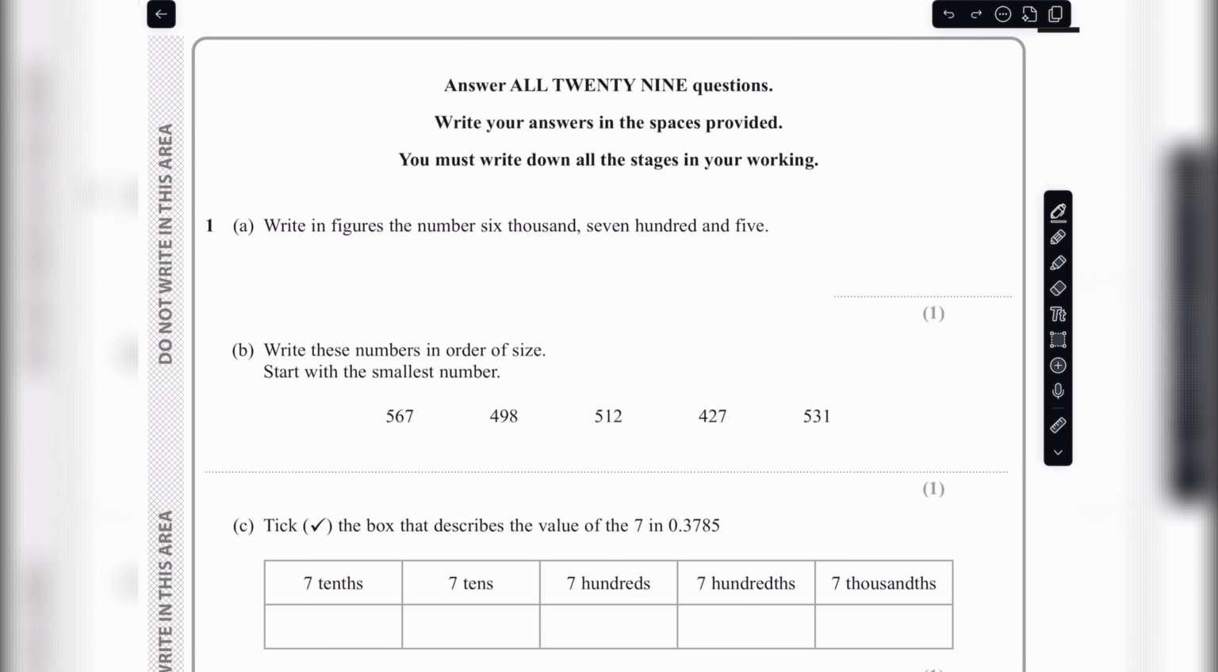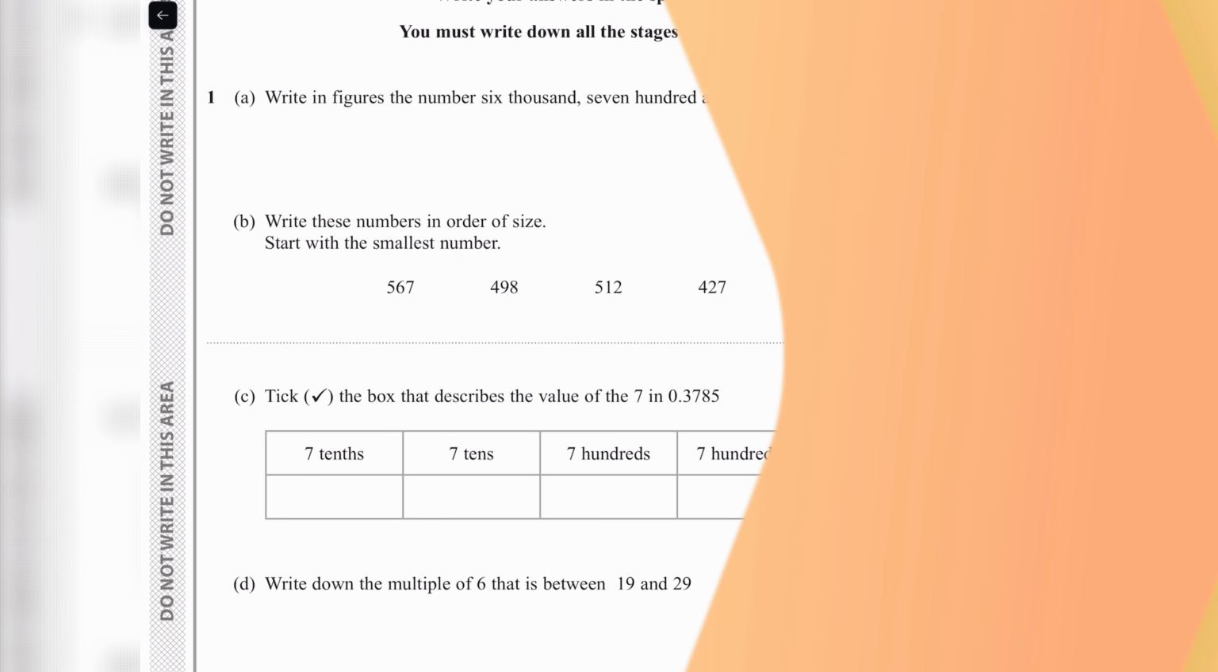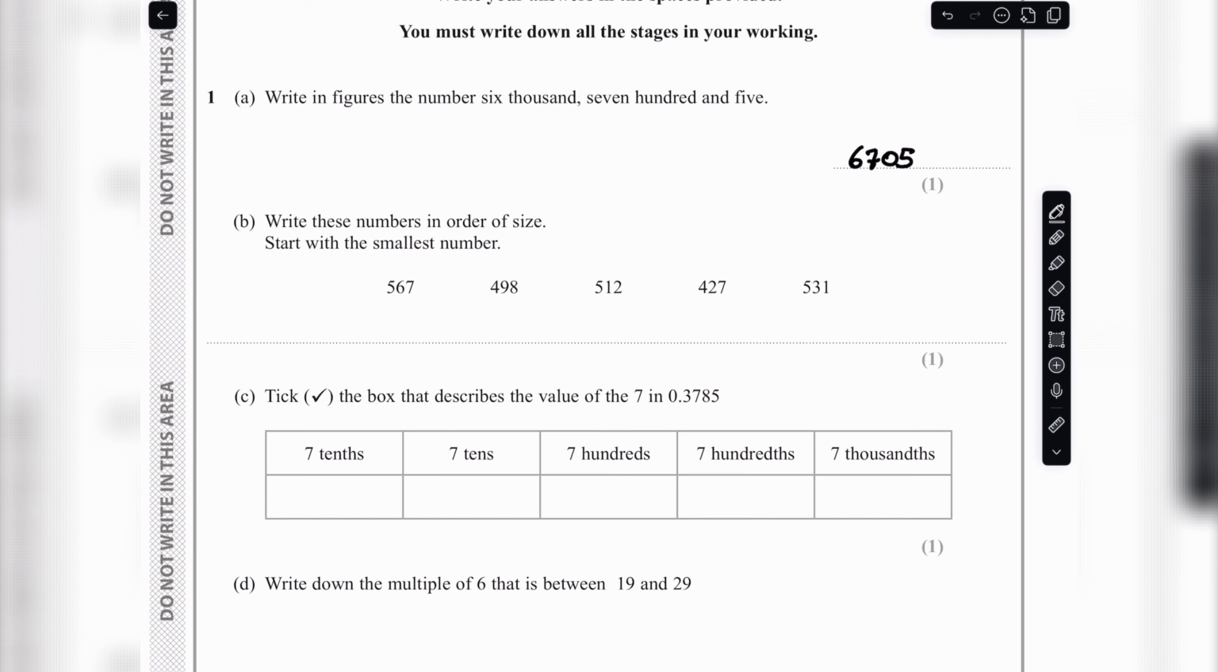In the first part of question 1, we are asked to write in figures the number 6,705. So that is simply 6705. In the second part of this question, we are asked to write these numbers in order of size. Start with the smallest number. So the smallest number is 427, then 498, then 512, and 531, and finally 567.